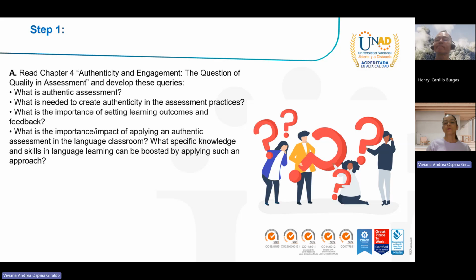Very good. When we put the students in a place where they need to use their critical thinking, their collaborative skills, where they have to be creative, analytic, all these things will revolve around authentic assessment. So, what is needed to create authenticity in the assessment practices? What do we need to do?